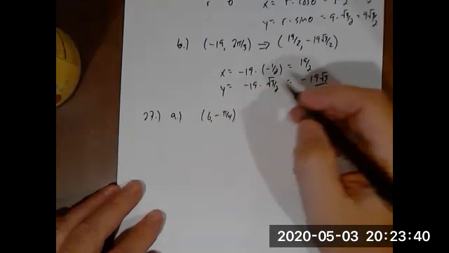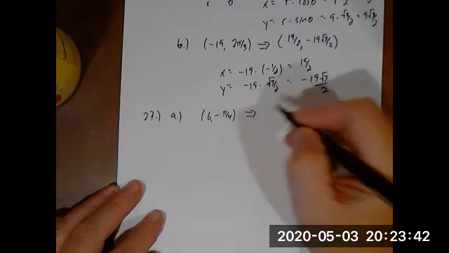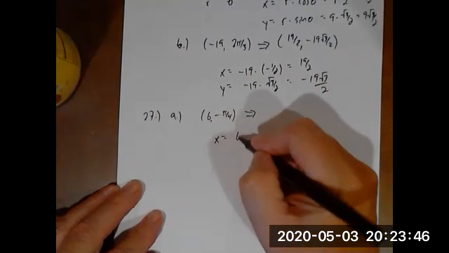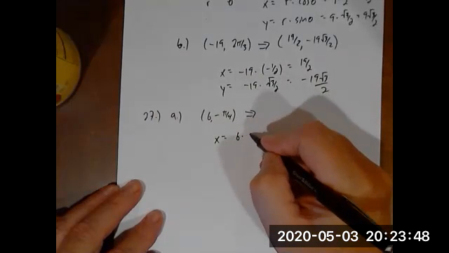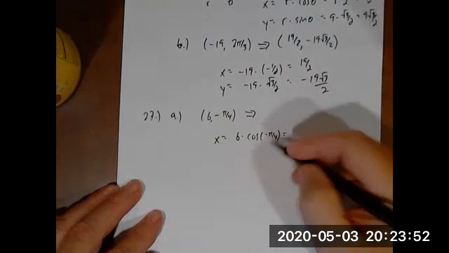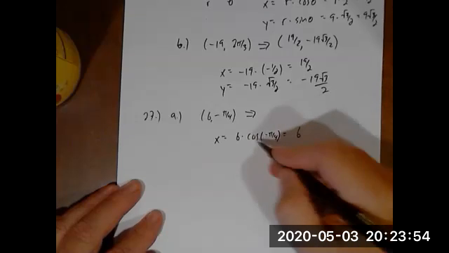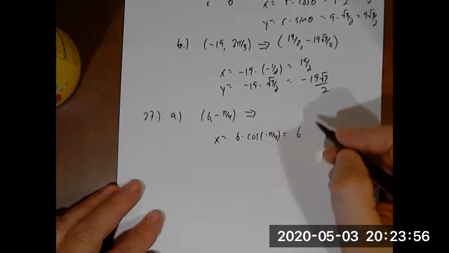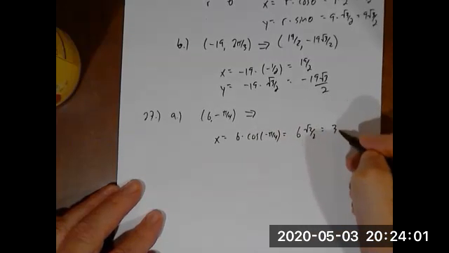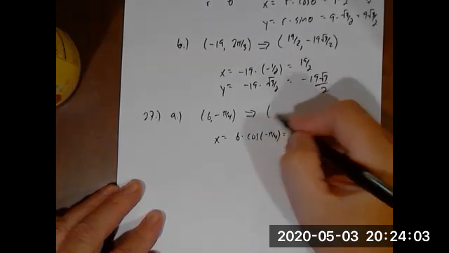6, negative pi over 4. So the x is going to be 6 times cosine of negative pi over 4. Well, cosine of negative pi over 4 is square root of 2 over 2. So it looks like it's 3 square root of 2.